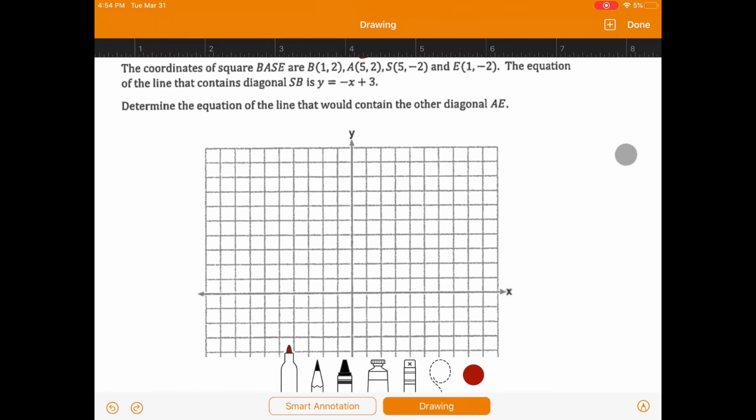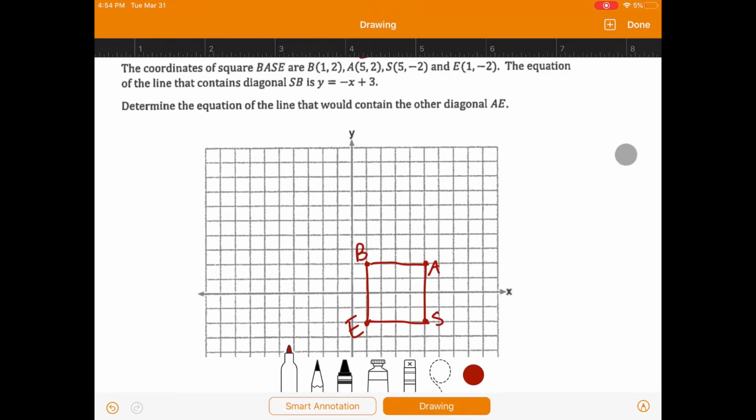So when we plot these points, B is 1, 2, so that's going to be here. A is 5, 2, which is here. S is 5, negative 2, and E is 1, negative 2. So this is our square.